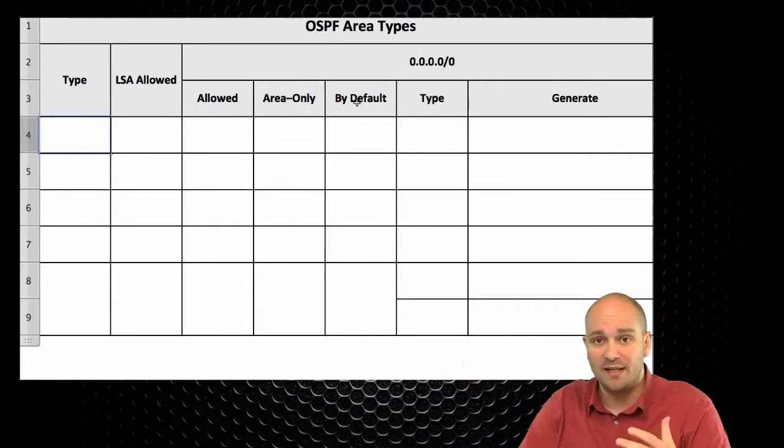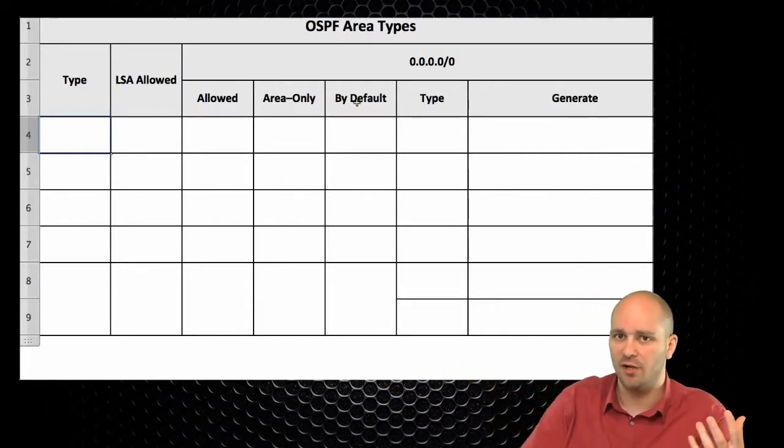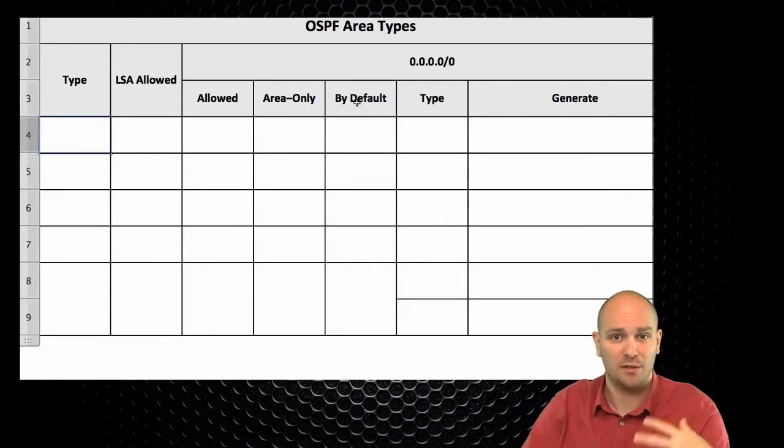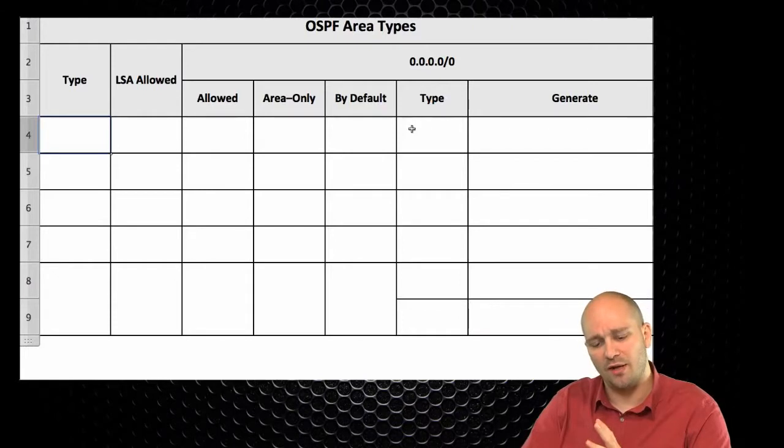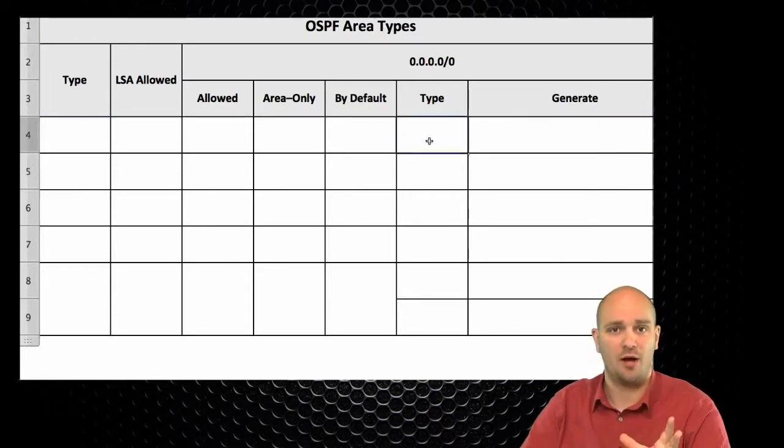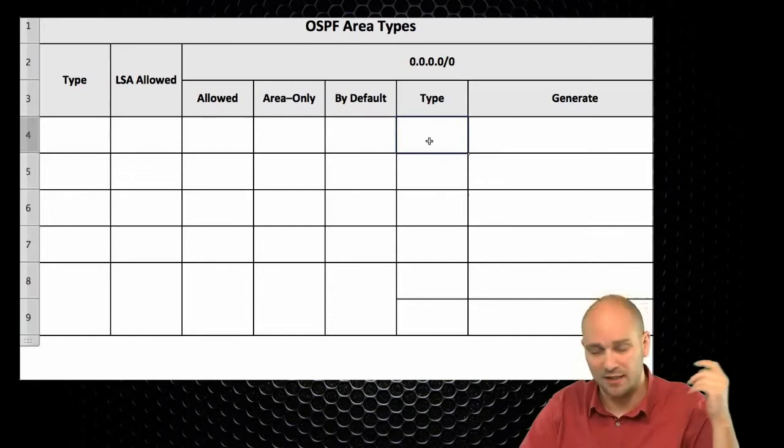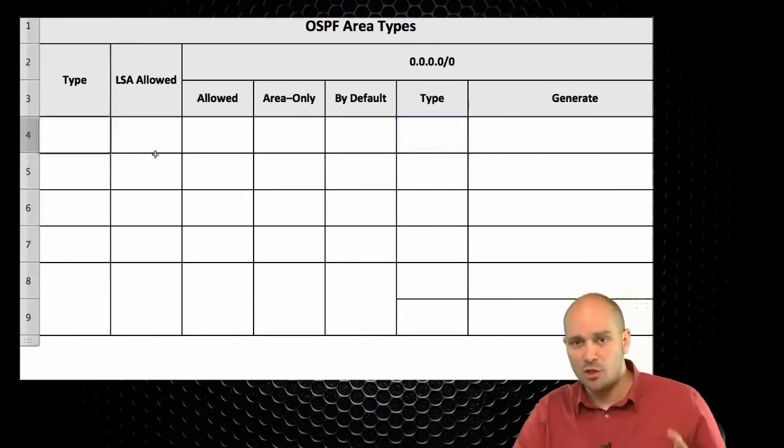Is it generated by default? That means when I create this area type, is the default route going to be generated by default without any intervention? And when we generate the default route, how do we generate it? And what type of route is it going to be? Is it going to be carried by type 1 LSA, type 2 LSA, 3, 4, 5, 6, whatever the LSA type might be? So let's start with that.